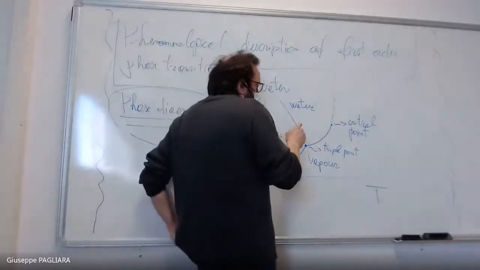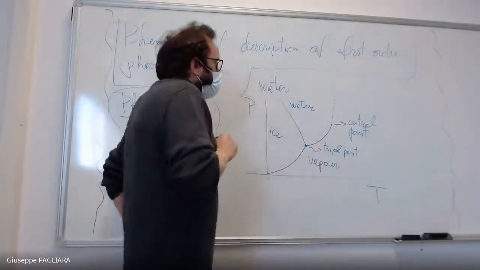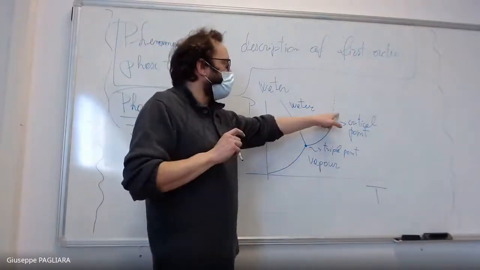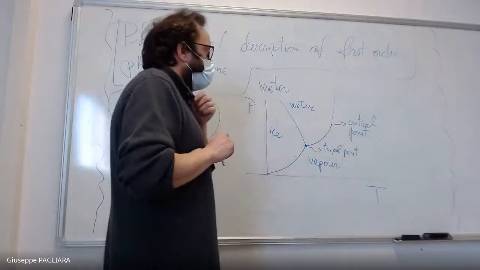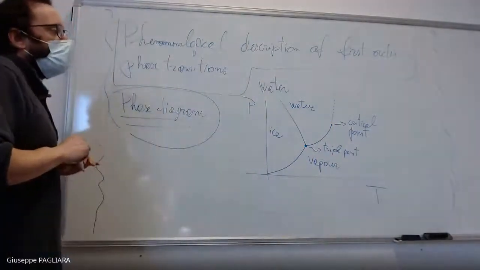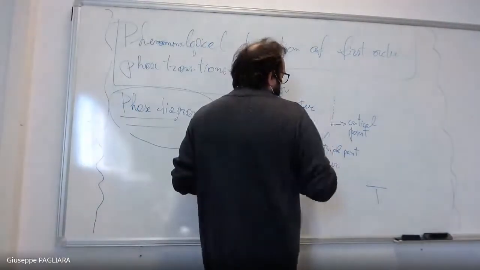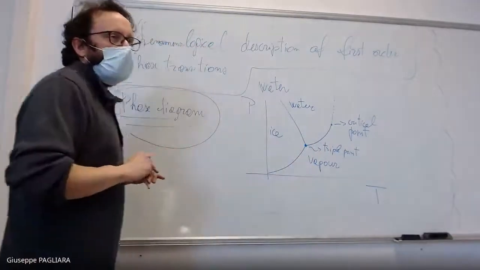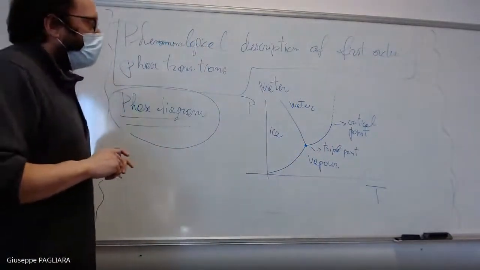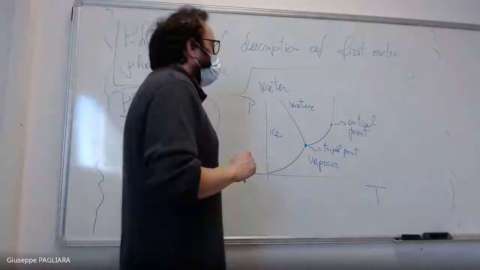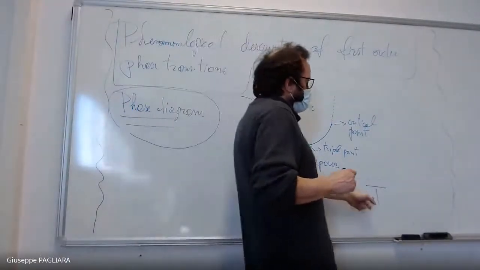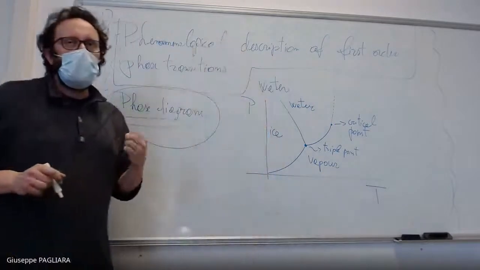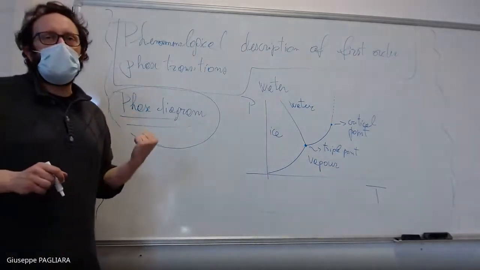Now, what are these lines? You see that there are solid lines and a dashed line, and there are 2 points. One of them is called the critical point, which is this, and the other one is a triple point. The triple point is the point of pressure. It determines the pressure and the temperature at which these 3 phases can coexist.